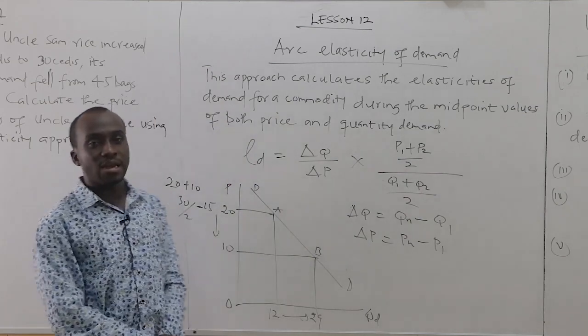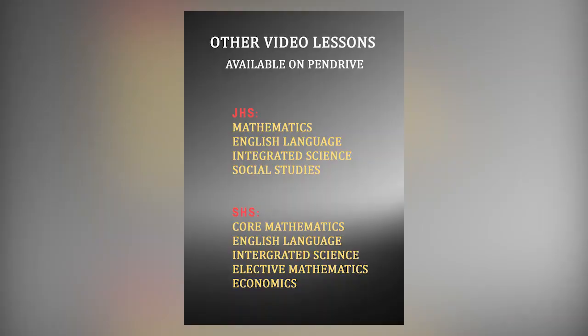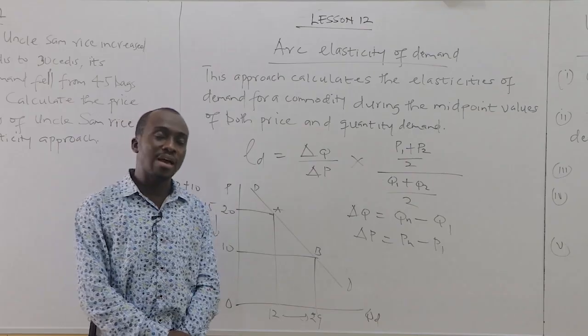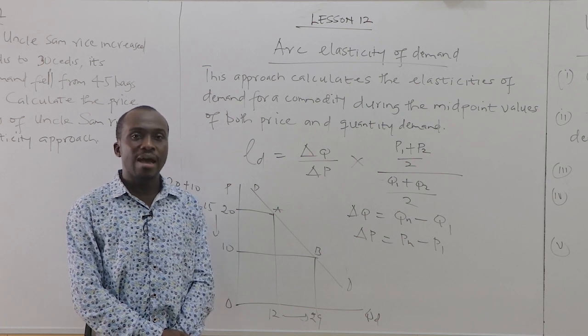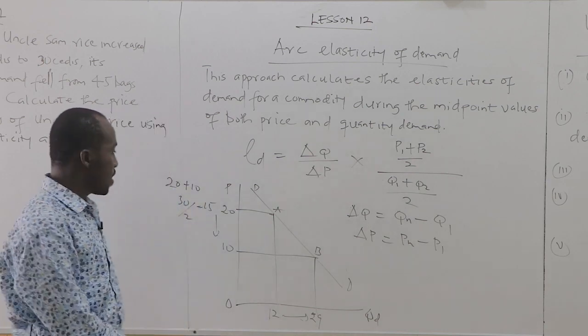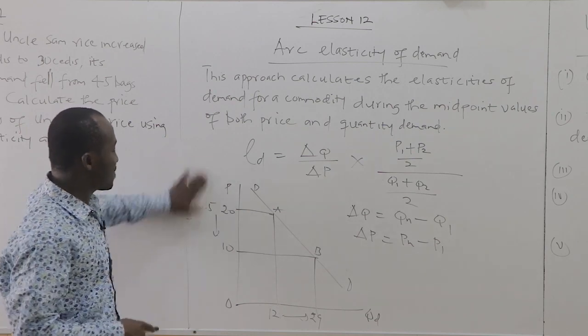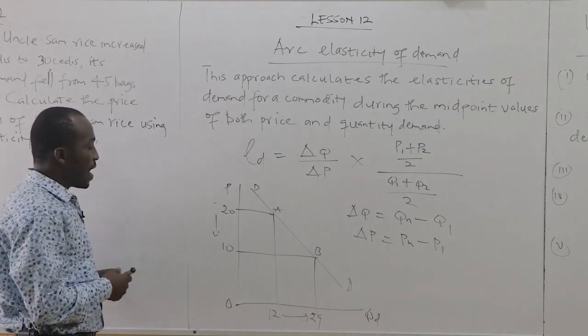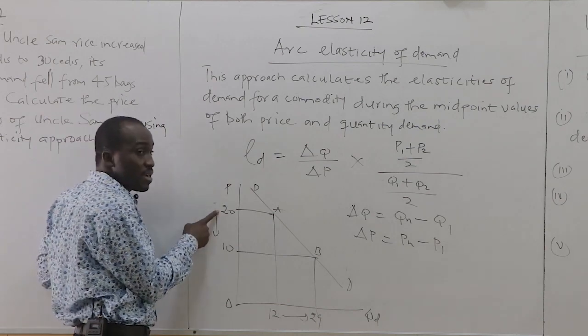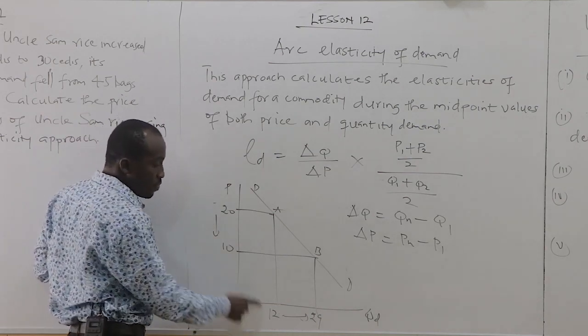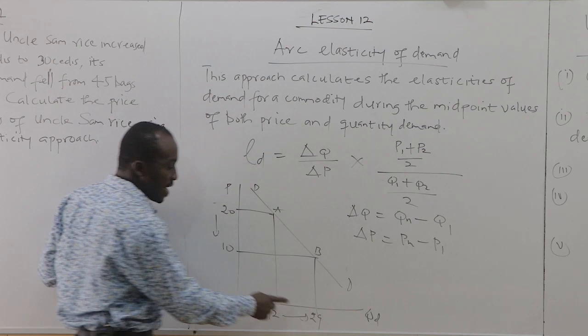The reason why they use the midpoint is that with the point elasticity, for instance, if I say that the price was 20, the demand was 12, it decreased to 10, then demand is 29, right?